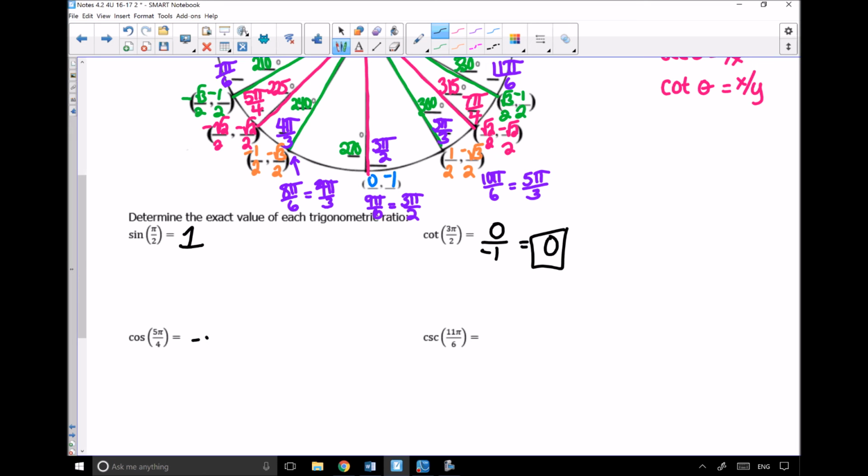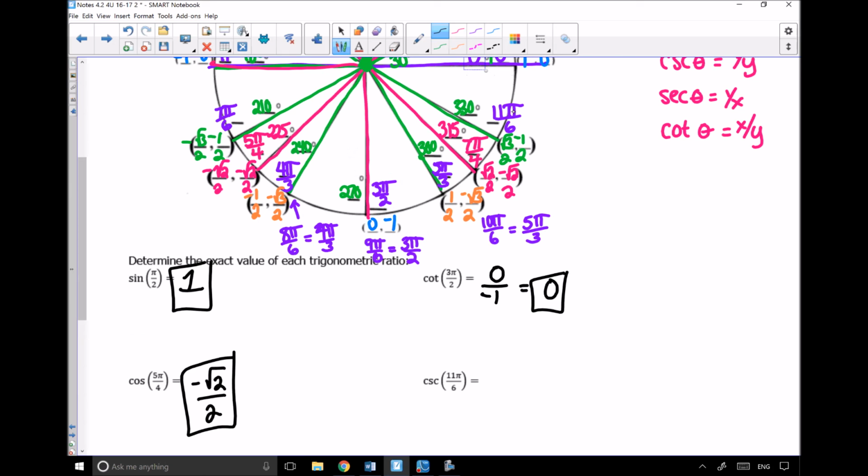So my answer is negative root 2 over 2. Okay? And then my last question here says to find the cosecant of 11 pi over 6. Well, I know cosecant is 1 over y, so I'm going to take my y value and divide it. I'm going to do 1 over whatever my y value is here.